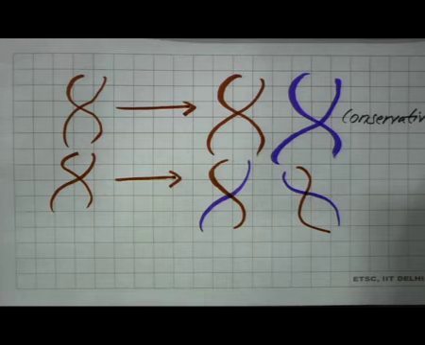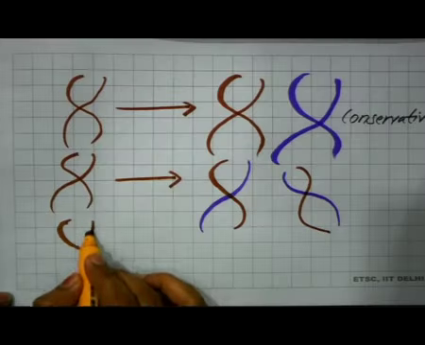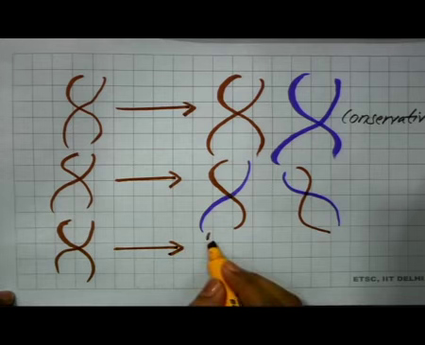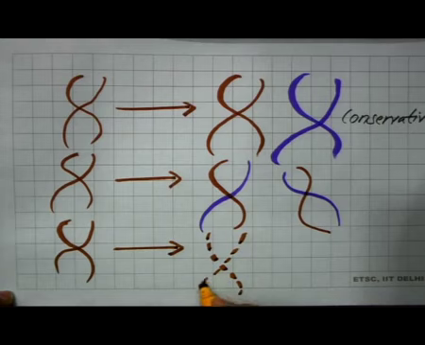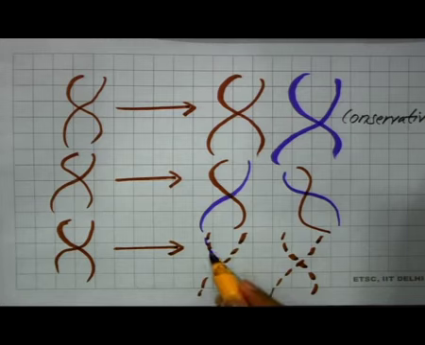And the third model was the dispersive model. In this dispersive model, it was proposed that the parental DNA will get fragmented, and each fragment of the DNA will act as a template to make the new strand of the DNA like this.